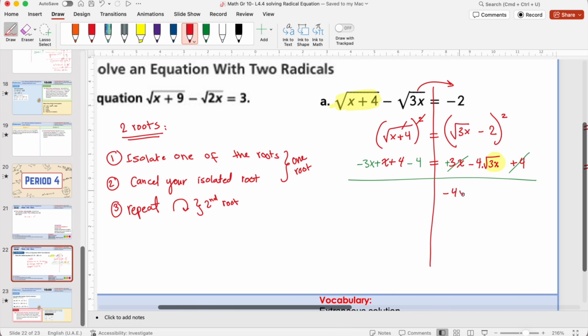Anyways, now what do we do? Combine like terms. Negative 3x with positive 1x is negative 2x. Negative 4 with positive 4, they cancel out. It's 0. Why did I do that? Just write it next to it. Negative 2x. Now what do we do?